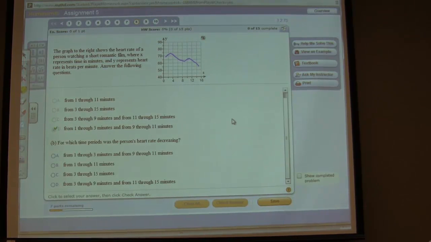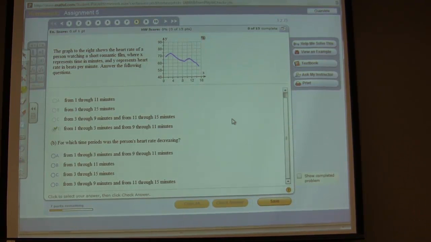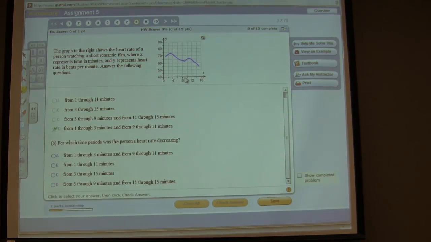For which time periods was the person's heart rate decreasing? Well, now what we want to do is look at where we're going downhill. And looking at that graph, it appears that it's going from 3 to 9 and from 11 to 15. So we would say 3 to 9 and from 11 to 15.